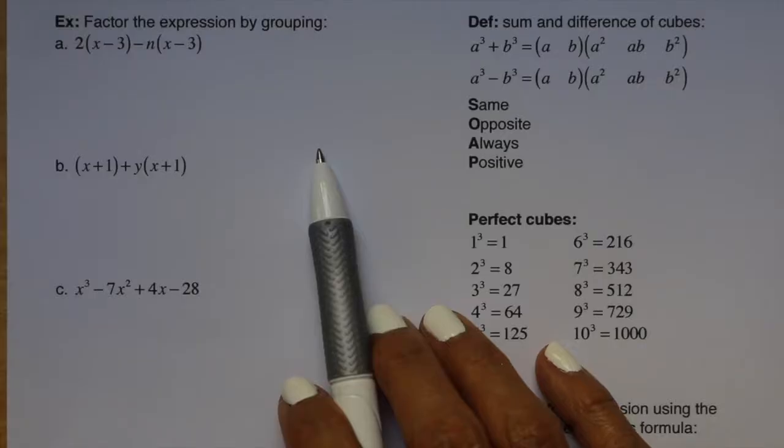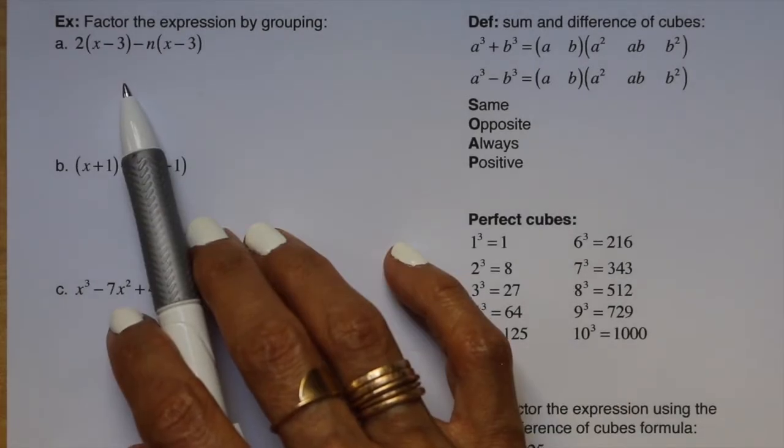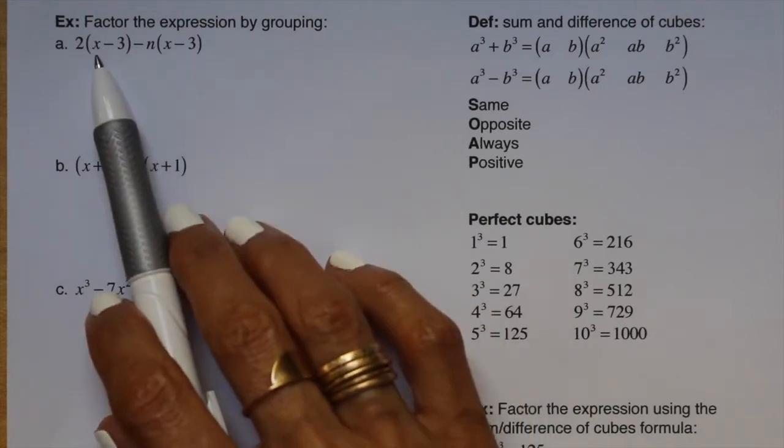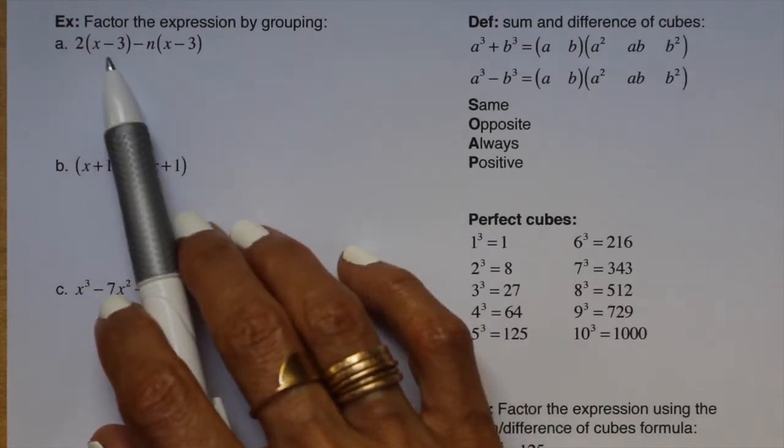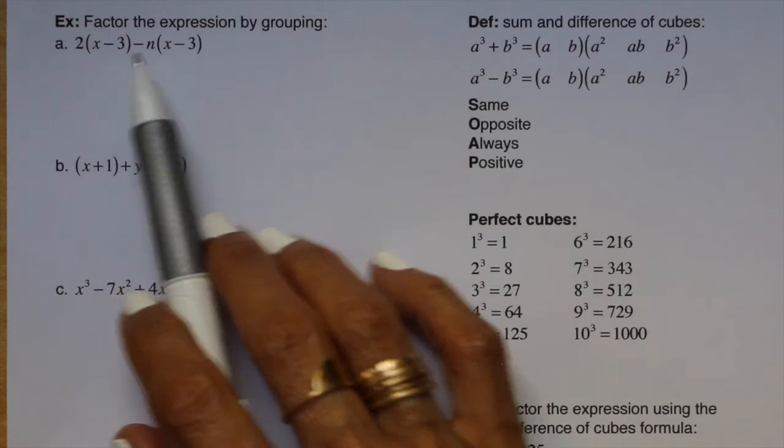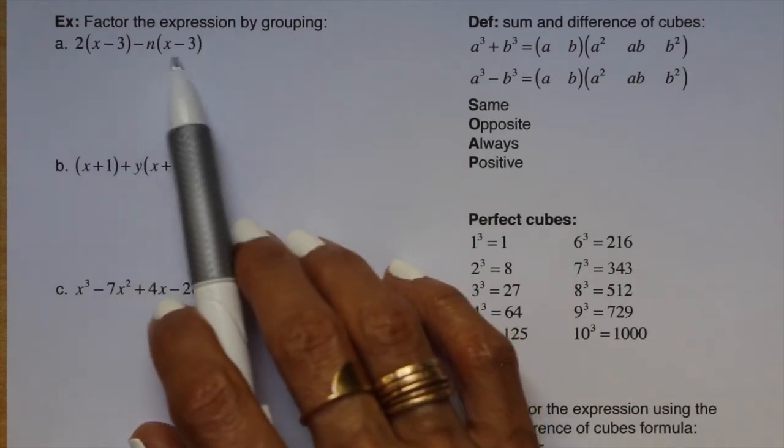In this lesson, we're going to do factoring by grouping, and then also we're going to factor using sums and differences of cubes. This first example says factor the expression by grouping. So right now you have 2 times the quantity x minus 3, then you have negative n times the quantity x minus 3.